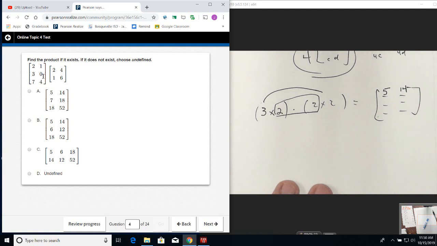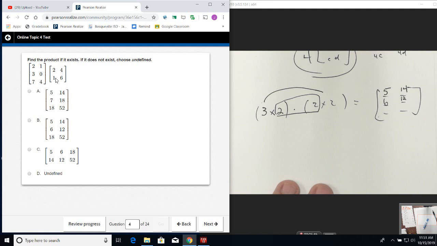The next row times the first column again. 3 times 2 is 6, plus 0 times 1 is 0. 6 plus 0 is 6. This row, 3, 0, times the next column, 4, 6. So it's 3 times 4 is 12, plus 0 times 6 is 0. So 12 plus 0 is 12. We see an answer yet?